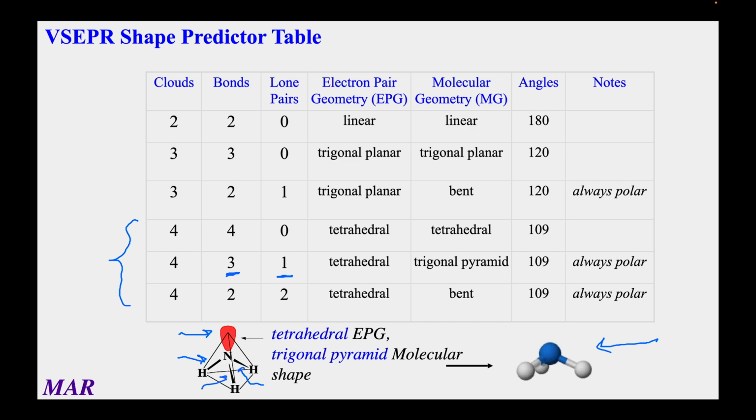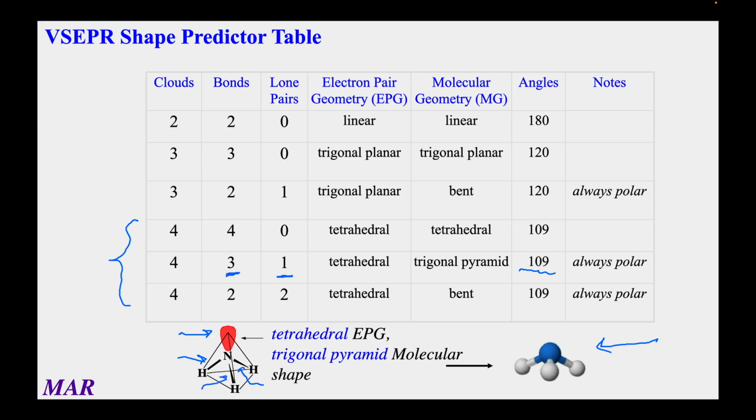We also have the bond angles. Anytime you have a tetrahedral system, it's going to be about 109 degrees. And finally, polarity is going to be something which is important to us. These systems are always going to be polar, and I'll talk about that here in a little bit.